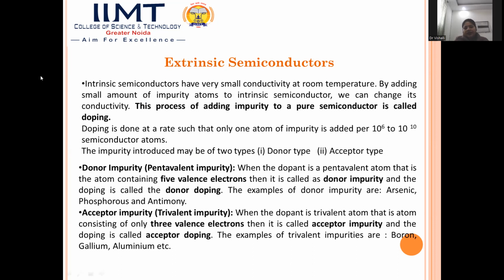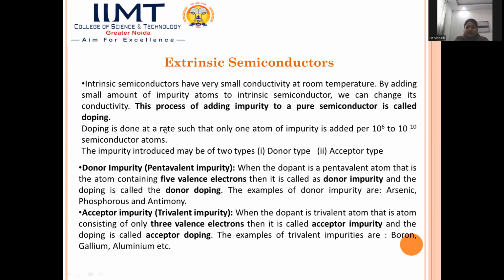Doping is done at a rate such that only one impurity atom is added for 10 to the power 6 to 10 to the power 10 semiconductor atoms. So within 10 to the power 6 to 10 to the power 10 semiconductor atoms, there could be one impurity atom, and it is added at the time of the growth of the crystals. So this is the ratio in which doping must be done: one impurity atom for 10 to the power 6 to 10 to the power 10 semiconductor atoms.